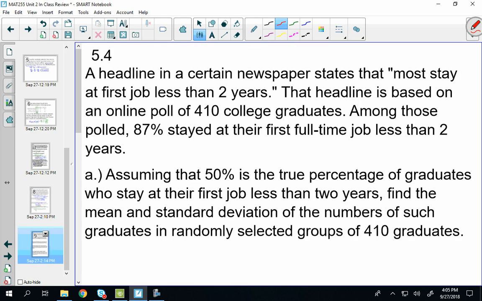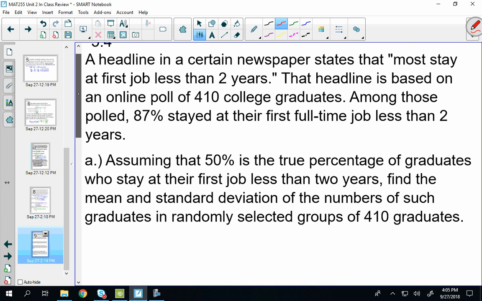If we look at section 5.4, same thing, I just tried to pick one that looked difficult because most of you had not reached here yet. It says a headline in a certain newspaper states that most stay at first job less than 2 years. That headline is based on an online poll of 410 college graduates. Among those polled, 87% stayed at their first full-time job less than 2 years. Assuming that 50% is the true percentage of graduates who stay at their first job less than 2 years, find the mean and standard deviation of the numbers of such graduates in randomly selected groups of 410 graduates.